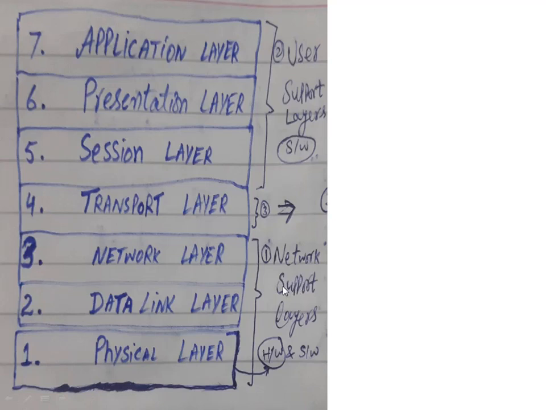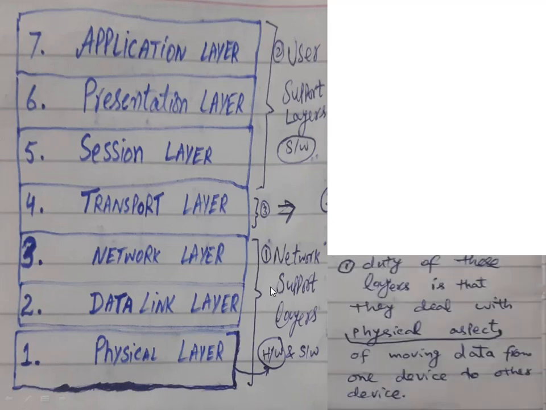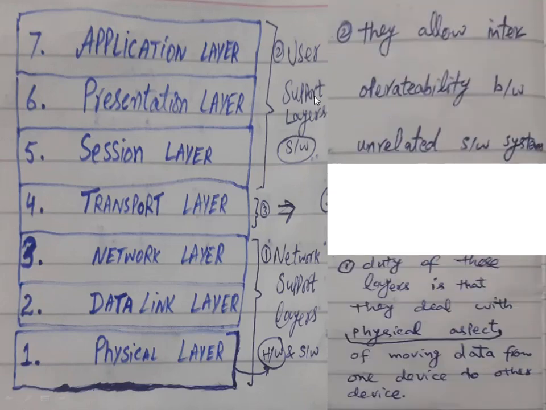We will talk first about network support layers. What are the duties of these layers? The duty of these layers is that they deal with the physical aspect of moving data from one device to another. And the second one, user support layers, they allow interoperability between unrelated software systems. If there are 2 unrelated softwares, these layers make them operable.